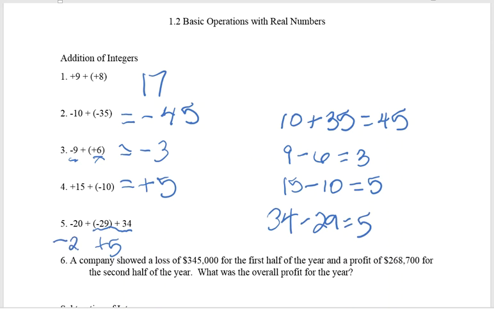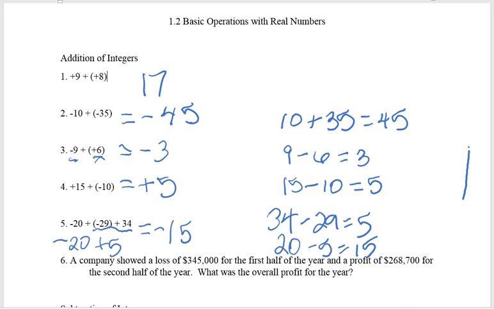Now, I do still owe somebody $20. So I have a negative 20 and a positive 5. Since I owe more than I have, my answer is going to be a negative. So I can go 20 minus 5 to find the difference. I owe them $15, because I owe more than I have.